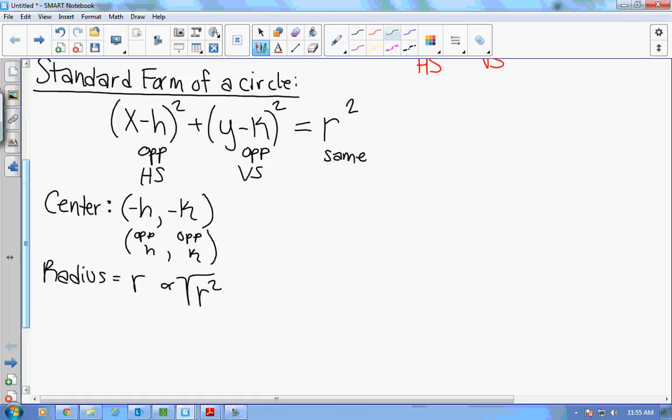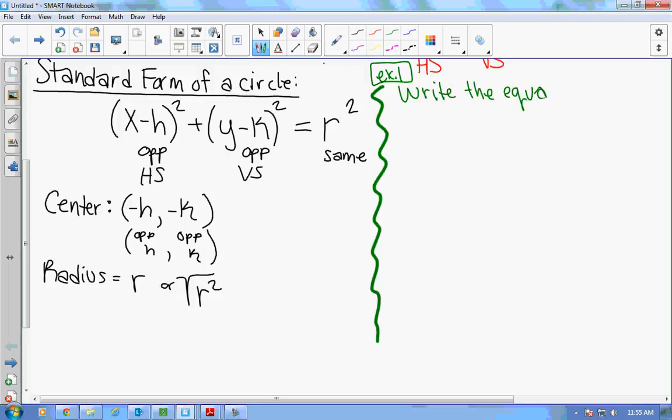Okay, so on the side here, I'm going to put example 1. Example 1, we're going to write the equation of the circle. Write the equation of the circle. We have graph paper for a reason because we're going to be graphing these. We have a center at 5, comma, -2, and a radius equals 8.